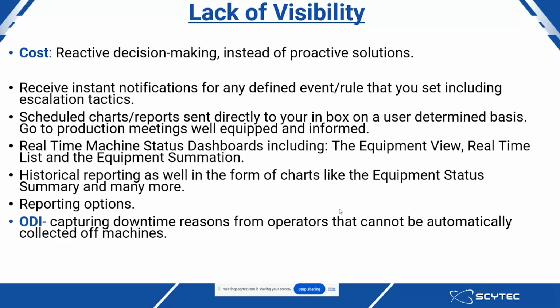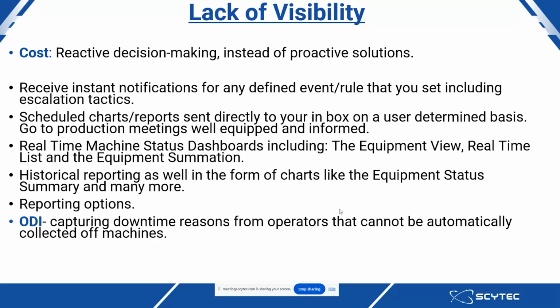You also have the ability to have scheduled charts and reports sent directly to your inbox on a user-determined basis. So this means that you do all the filtering for the stuff that you want presented in one of these manufacturing charts. This will then get sent to an email that you determine, so that, let's say you get into work at 7:30, you can have an equipment status summary chart emailed to you at 7:30, so you can go and see the previous day's machine statuses.